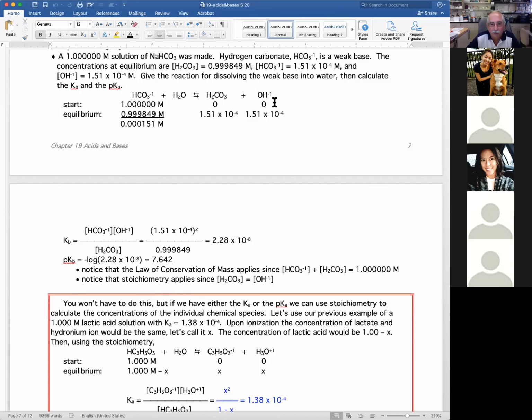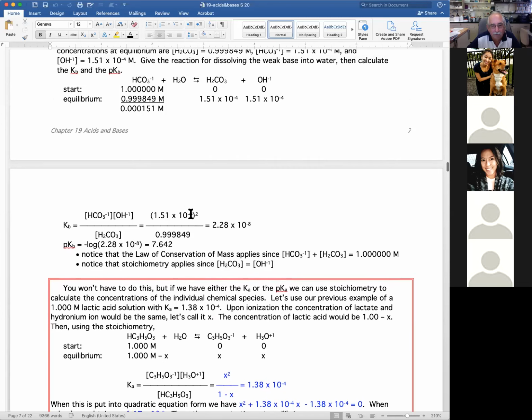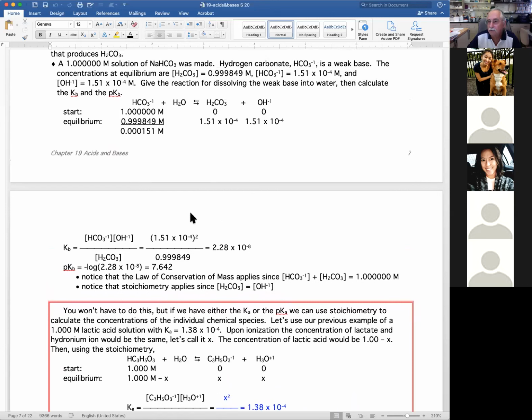So these were 0 at the beginning. Now at equilibrium, this is 0.999 something. This is the rest of it. That's this number right here, right? So to calculate the equilibrium constant, it's simply products over reactants. Here's the value for the products and the reactants. I crunch the numbers and I get this number. And if I take the negative log of this number, I get 7.6. I'm pretty sure you guys can do that.